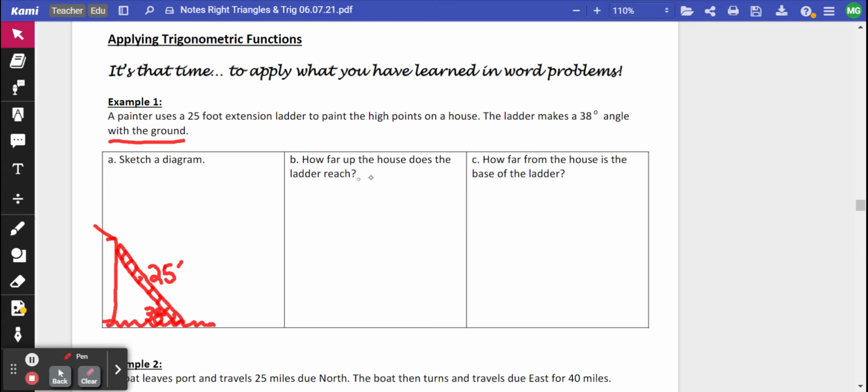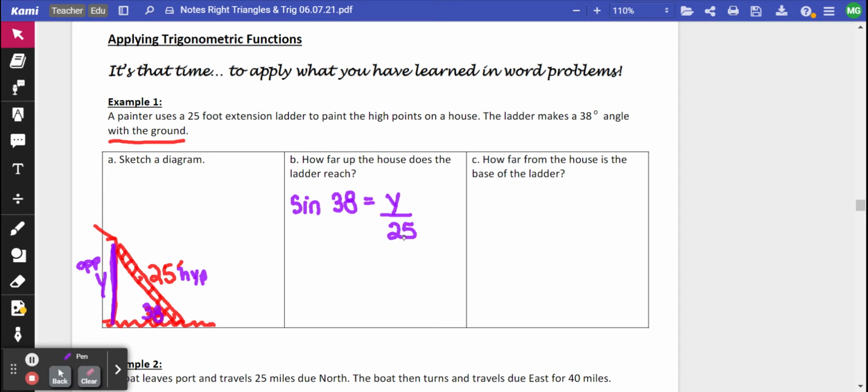So we're asked two questions. One question is, how far up the house does the ladder reach? So we're looking for this height right here. This is the height up the house. Let's just call that y for height. We have this angle right here as our theta. This is the opposite side, and this is the hypotenuse, which means we should be using sine. So let's set this up. The sine of our angle equals the opposite length, which we don't know, divided by the hypotenuse length, which we do know, it's 25 feet.